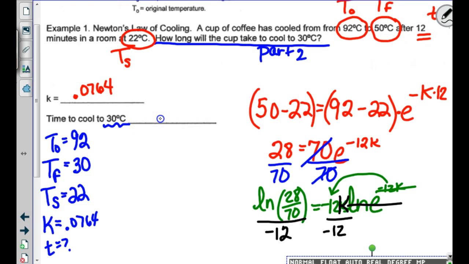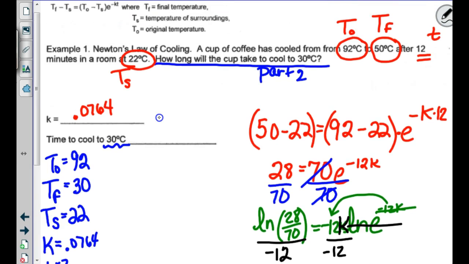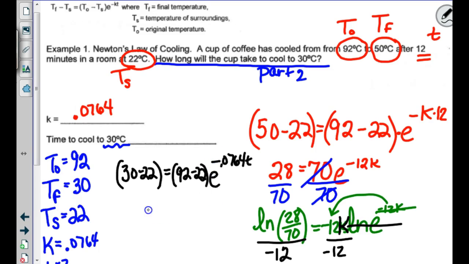So you can see this, we're going to have 30 minus 22 equals 92 minus 22, which is still 70, e to the negative 0.0764 t. So 30 minus 22 is 8. Like I said, this side is still 70, e to the negative 0.0764 t.